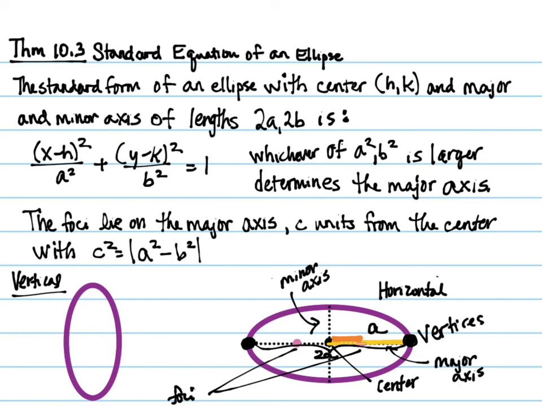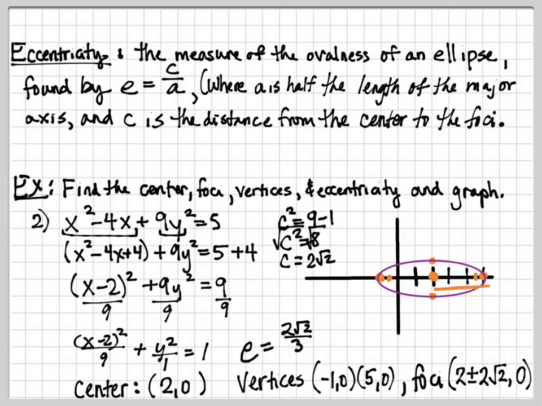No, it's half. You said half the length of the major. Can we go back to it? Sure, you bet. Where a is half the length of the major axis. The major axis is 3. No, it's not. The major axis in this picture is 6.